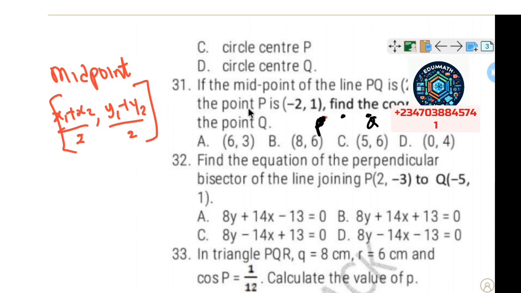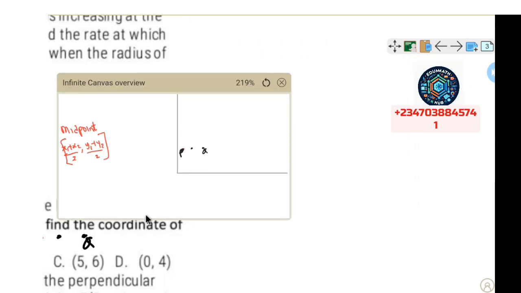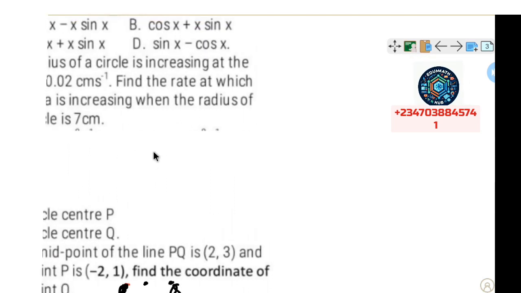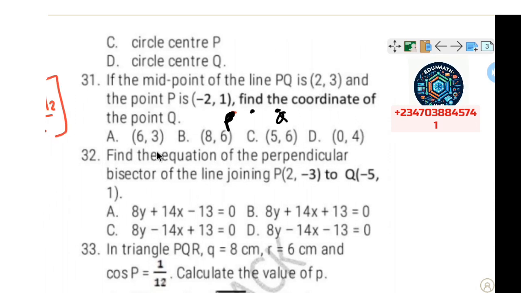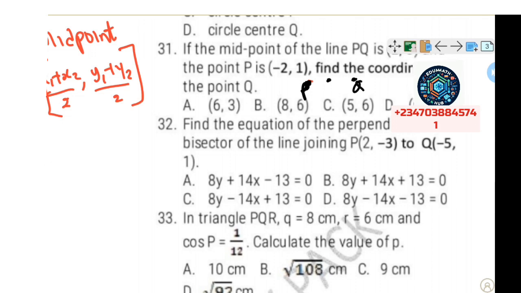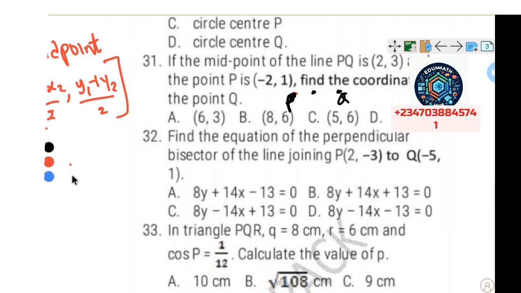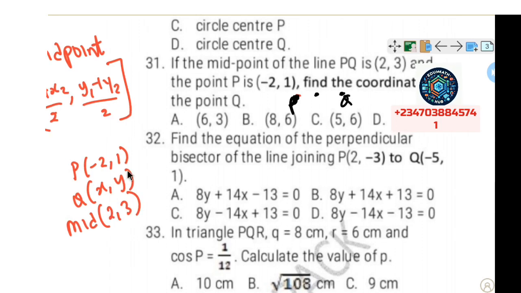So we are told that the midpoint is 2,3. That means the answer that you're going to get after applying that formula is 2, 3. So that means x is 2, y is 3 from this formula. You understand? And we are told that the point P is minus 2, 1. So let's write the point P. This is point P minus 2, 1. So we're looking for Q. Q is x, y. We don't know that, but we know the middle. The middle is 2, 3.